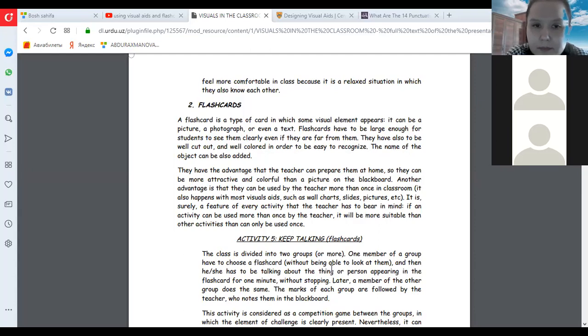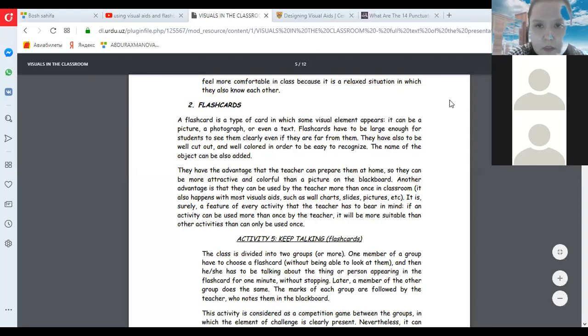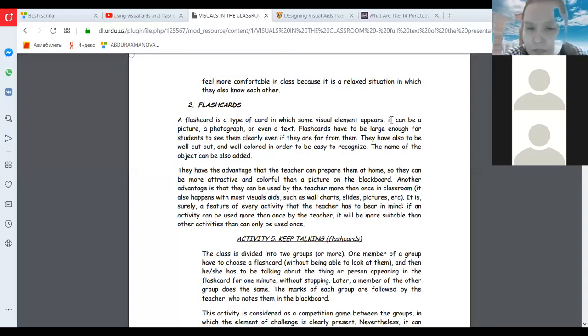The teacher can make them more colorful than a picture on the blackboard. Another advantage is that they can be used by the teacher more than once in the classroom. It also happens with most visual aids such as wall charts, sliders, pictures, and it is surely a feature of every activity that the teacher has to bear in mind. If an activity can be used more than once by the teacher, it will be more suitable than other activities that can only be used once.